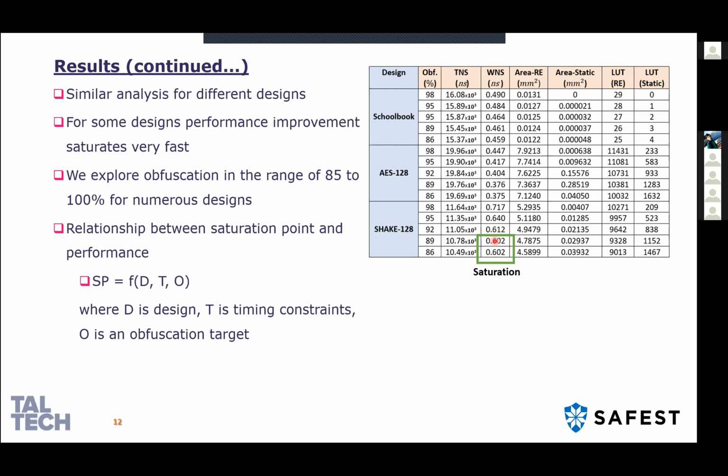This means the performance is also decreasing. If we increase the obfuscation, the performance is also decreasing. And here it saturates and there is no more change in the WNS. So that's why we have explored obfuscation from 85 to 100% for different designs. The relationship between this saturation point and the performance depends upon the structure of the design. It also depends upon the timing constraints and the obfuscation criteria.